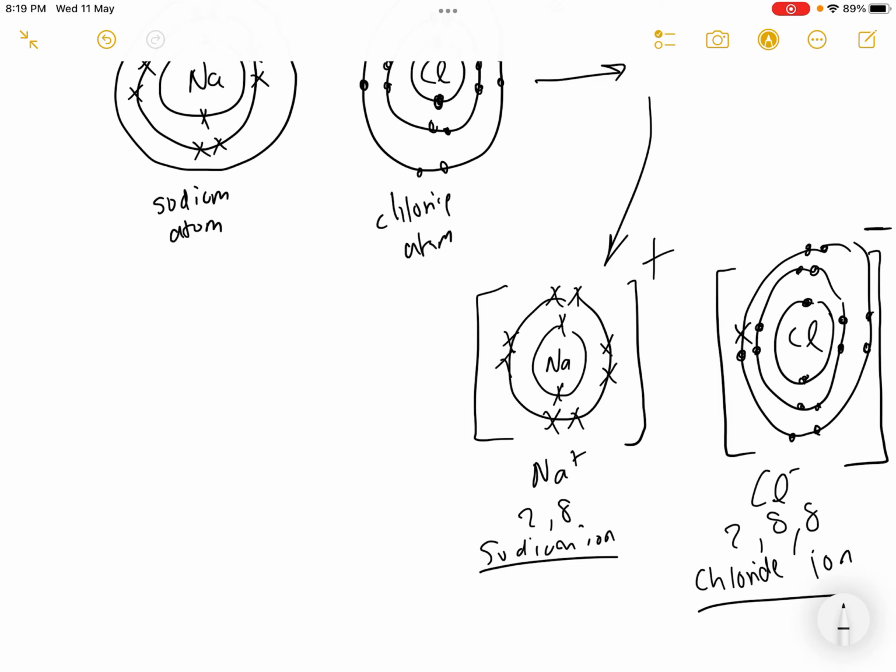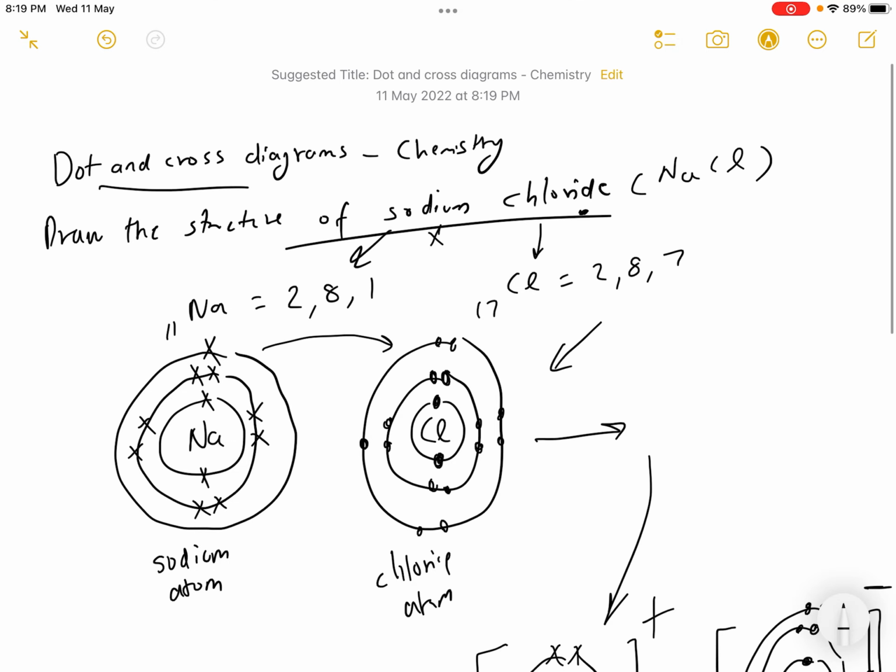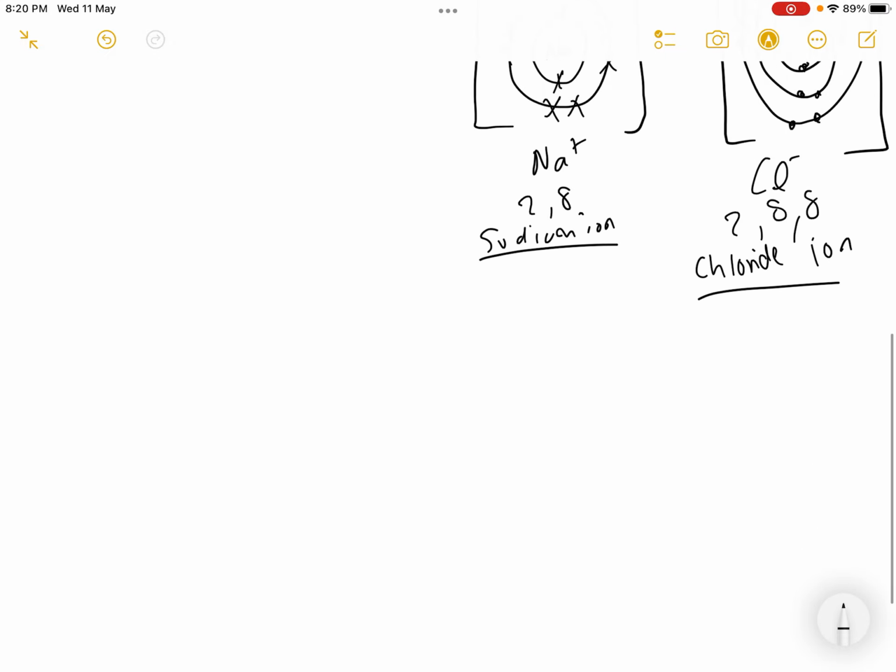Okay, so now this is showing how the dot and cross diagrams show how ionic compounds are formed. Just a tip: ionic bonding is just a transfer of electrons, and it occurs between a metal and a non-metal. So this is where a metal atom loses electrons to form a positively charged ion, and non-metals gain these electrons to form a negatively charged ion. Now these are oppositely charged ions and are strongly attracted to one another by strong electrostatic forces. This attraction is called an ionic bond.